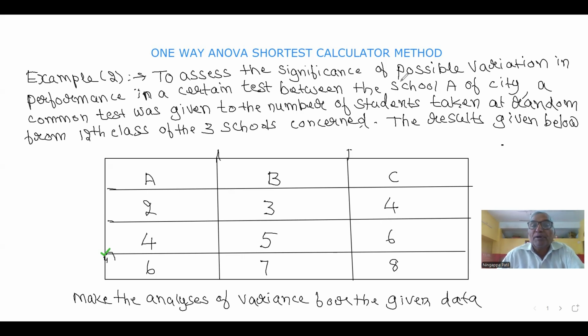Example number 2. To assess the significance of possible variation in the performance in a certain test between the schools of the city, a common test was given to a number of students taken at random from the 12th class of the 3 schools concerned. The results are given below. A: 2, 4, 6; B: 3, 5, 7; C: 4, 6, 8. Make the analysis of variance for the given data.